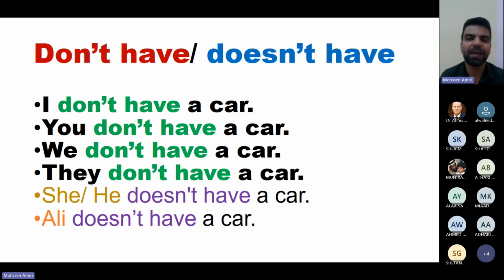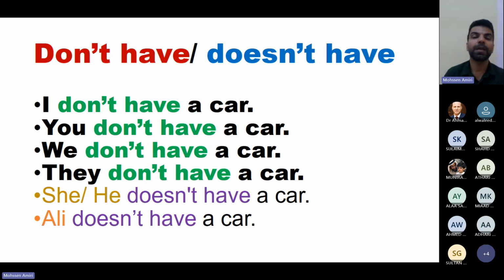Okay, about don't have and doesn't have. Guys, be careful about how to use these two also. For don't have, we use words like I. I don't have a car. You don't have a car. We, because it's plural, we don't have a car and they don't have a car.